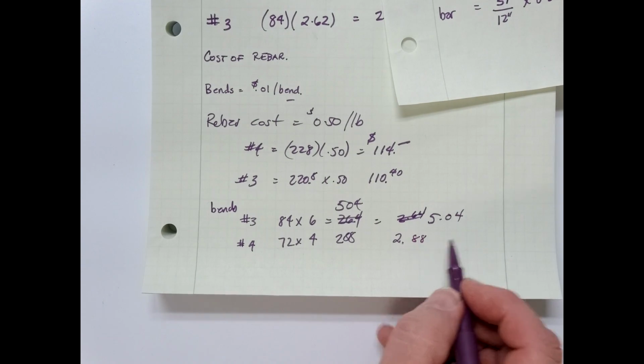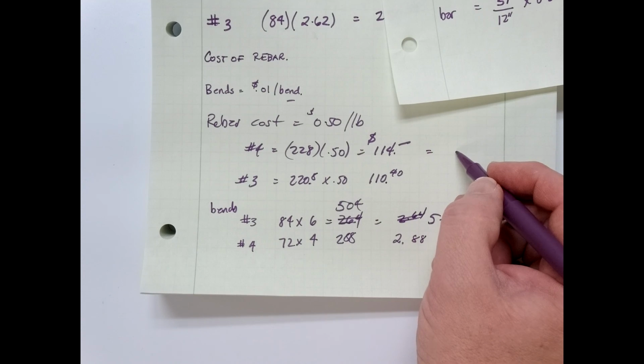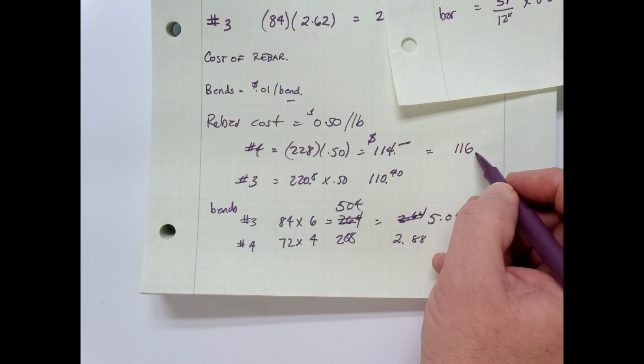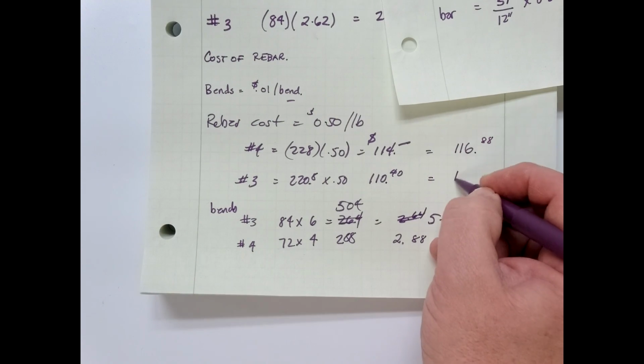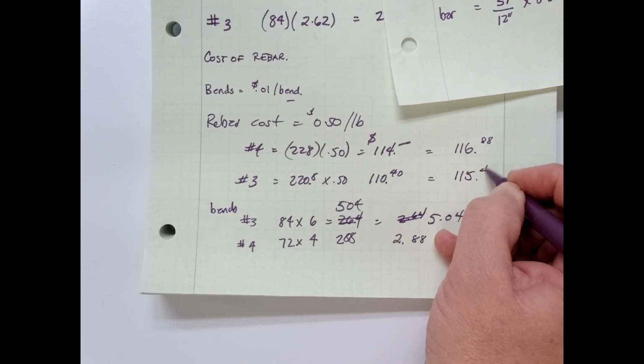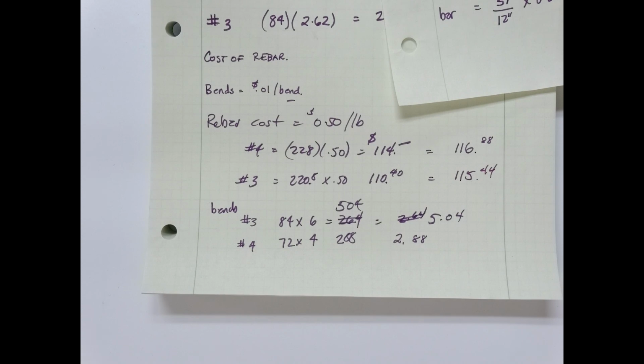This bending is in fact $2.88. So a total cost here is $116.88, and here it's $115.44. It's a push almost, right?